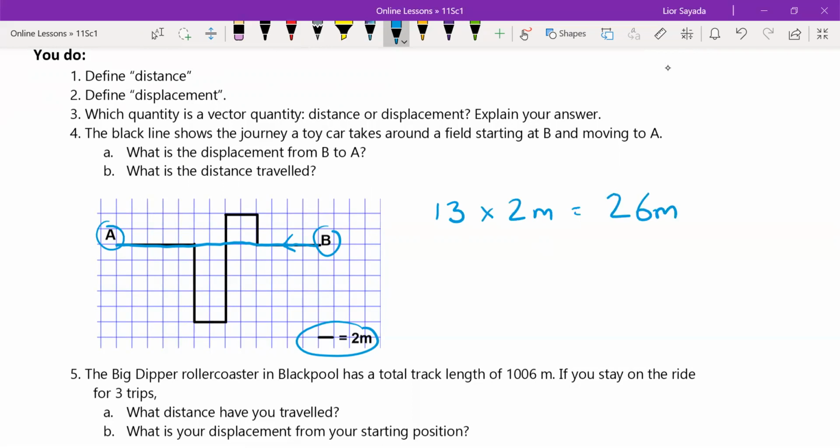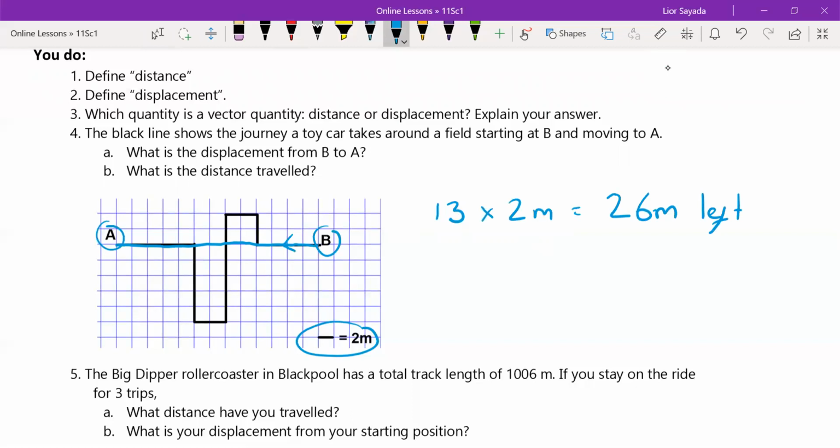Also, we need to include a direction. Why do we need to include a direction? Hopefully you've said because displacement is a vector quantity. So 26 meters. So say the direction that you think the displacement is. Well, you should already know from the solutions that it is left, because if you start at B and you finish at A, you have moved to the left.